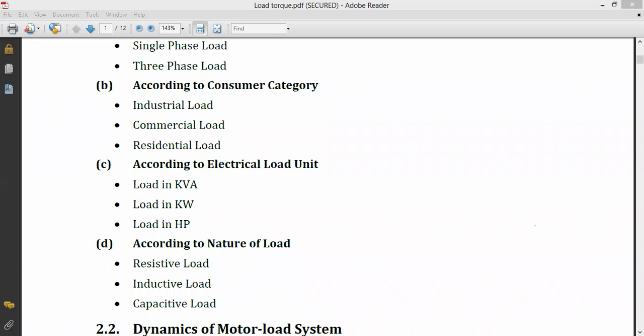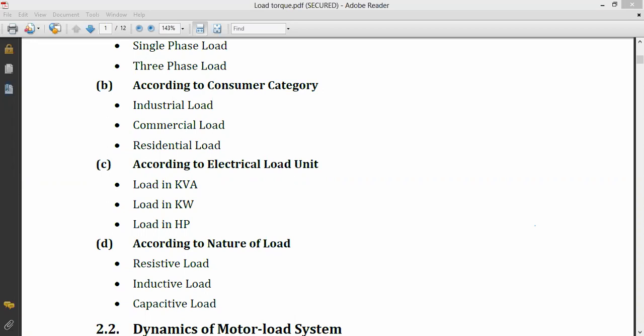In order to increase the power factor, we use various circuits, like pure capacitors, the condenser circuit and all that. So low power factor causes low efficiency of the machine, and we have to improve the efficiency of the machine. Accordingly, the nature of the load is classified as resistive load, inductive load, and capacitive load. So this is all about the various types of load that occur in a drive system.